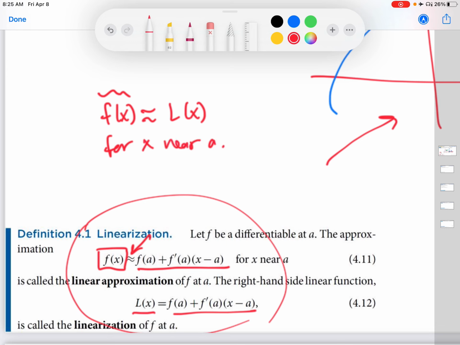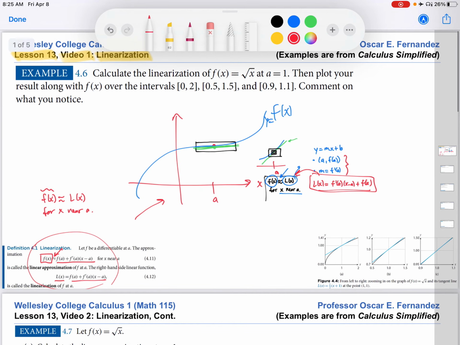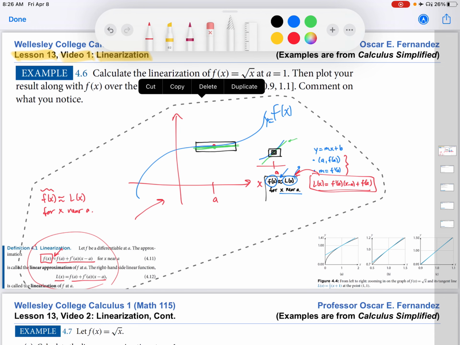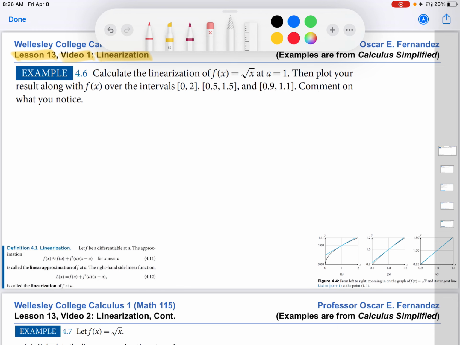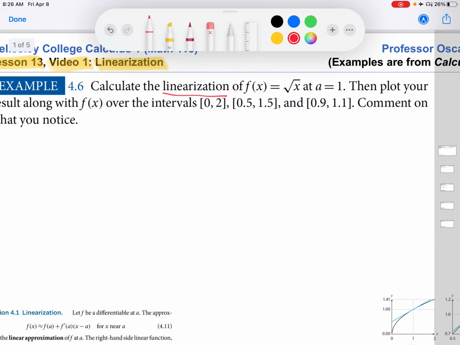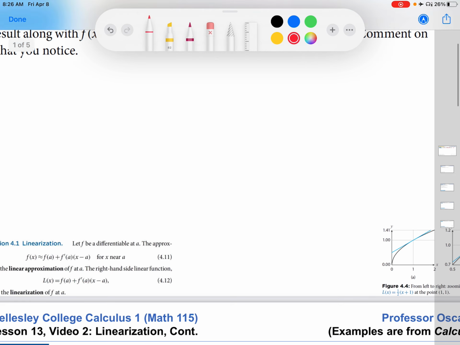Okay, and again, we'll see this very clearly in a minute when we work through this example. So I'm going to zoom out here, and that is the end of my little quick intro / review of this linearization concept. Let's actually apply it here to this example. So we're going to calculate the linearization of square root of x at x equals a, or sorry, at a equals 1. So again, the linearization down here is the actual equation of the tangent line.